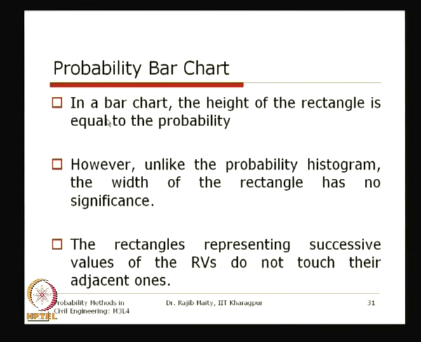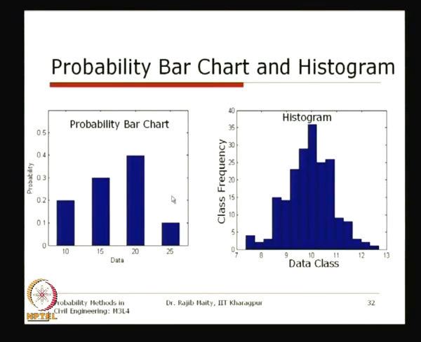But there is another one called the probability bar chart. In a probability bar chart, the height of the rectangle is equal to the probability. However, unlike the probability histogram, the width of the rectangle has no meaning or significance. The rectangles representing the successive values of the random variable do not touch their adjacent ones. So only the height of these bars is important, which shows your probability. So here is one comparison.